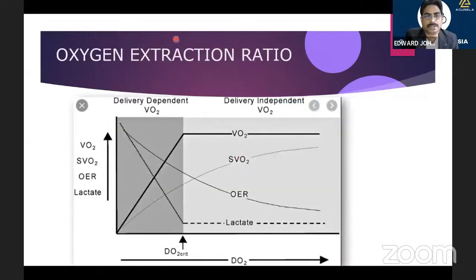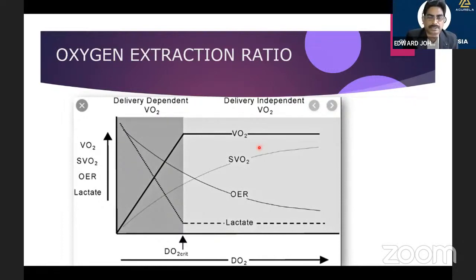So the oxygen extraction ratio, I have told you this in the first class itself. The oxygen extraction ratio normally is 25%. That is, 1000 ml oxygen is supplied to the end organ. Only 250 ml will be taken by the end organ. 750 will be returned to the venous system. So this extraction ratio is why 25%? It is a reserve capacity.